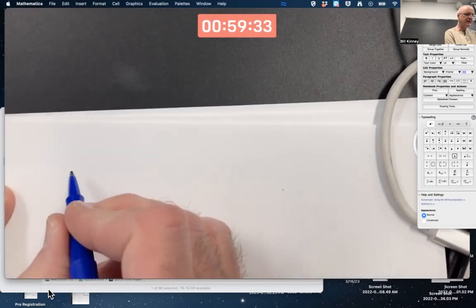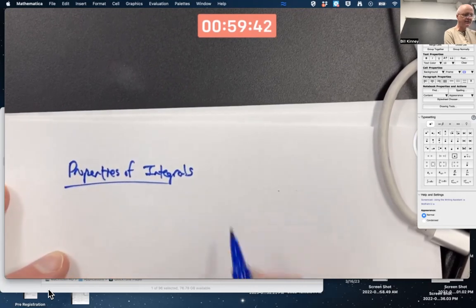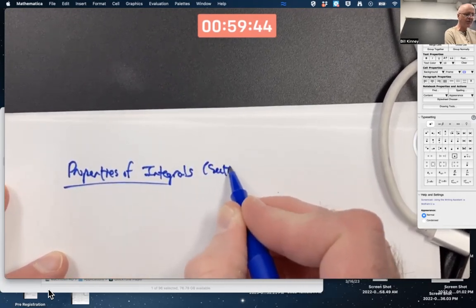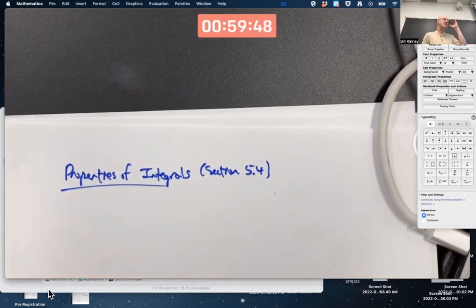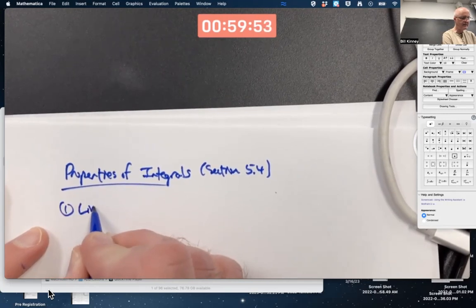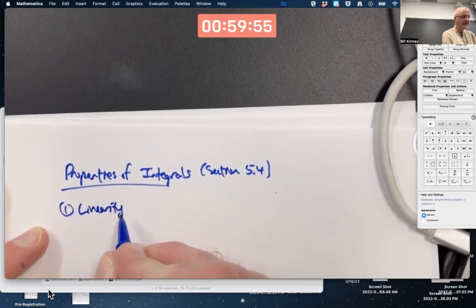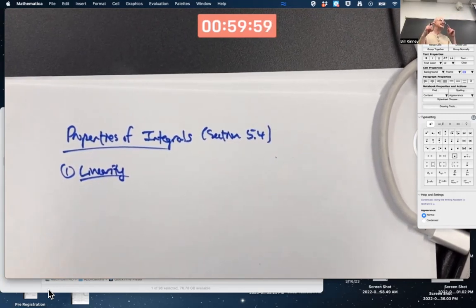The first property of integrals that we want to mention from section 5.4, and these are properties besides the fundamental theorem of calculus. Abstract properties of integrals. First one I call linearity. Now, this linearity can be written in different ways.